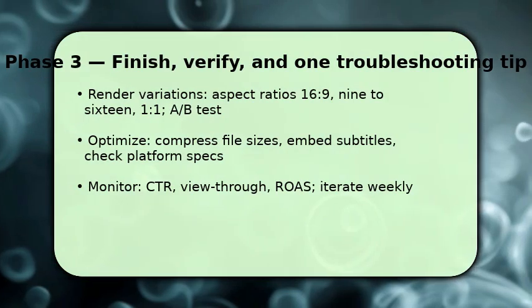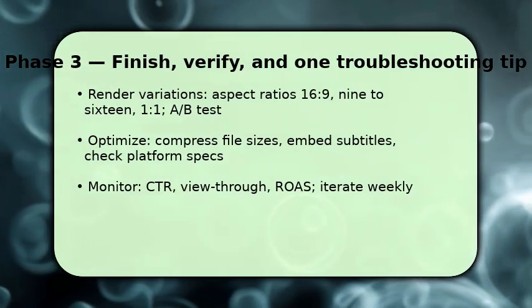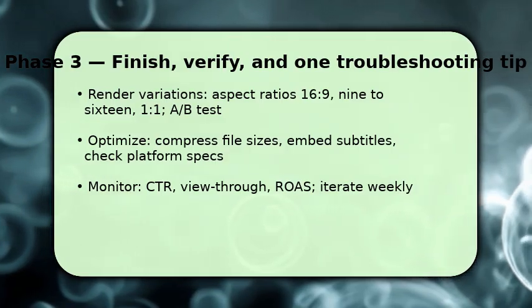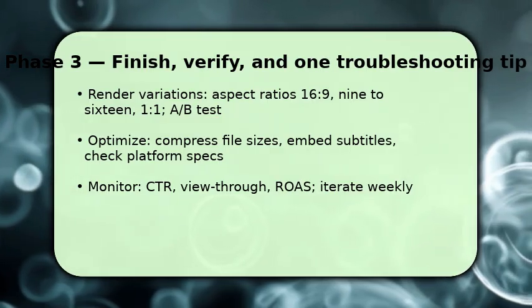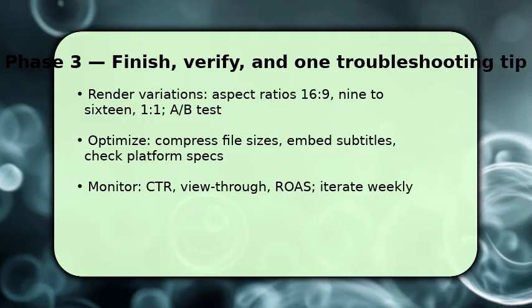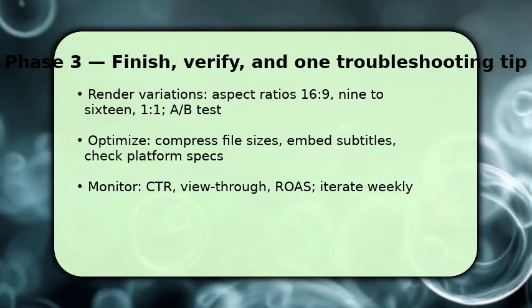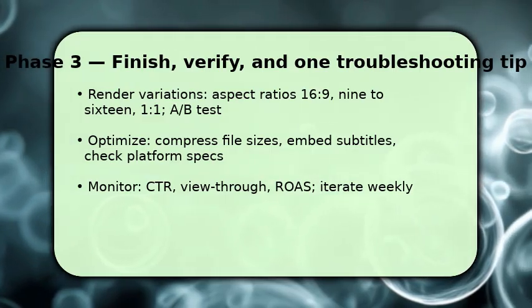You finish by exporting, optimizing, and scheduling the ad. Create variations for 16:9, 9:16, and 1:1 to cover each platform. Compress files without losing clarity, embed accurate subtitles, and confirm specs like bitrate and max file size. Schedule an A/B test for different hooks, thumbnails, and CTAs, then monitor CTR, view-through rate, and ROAS.